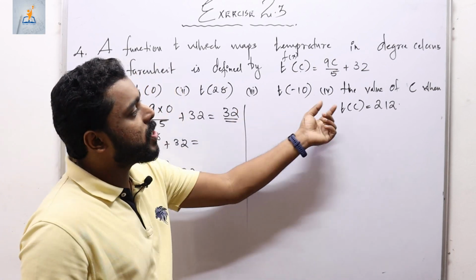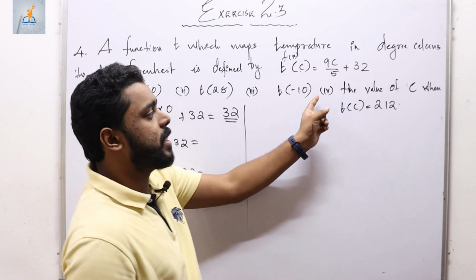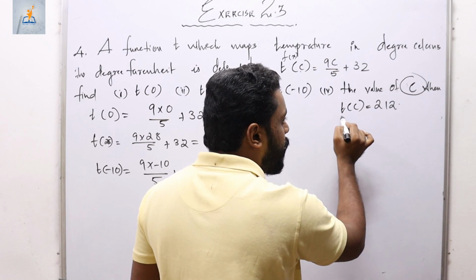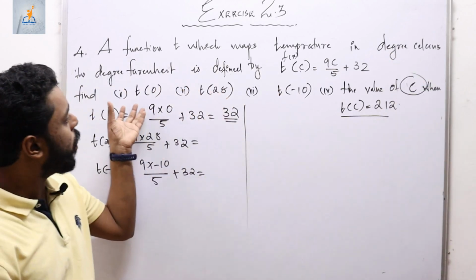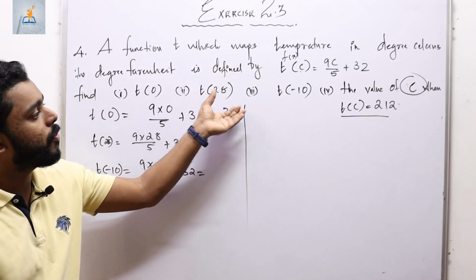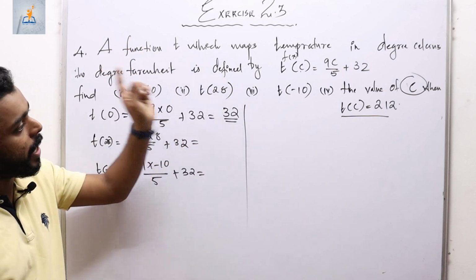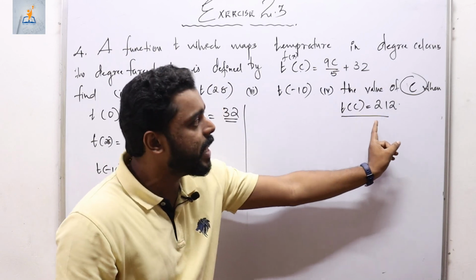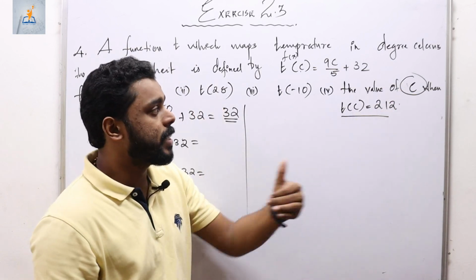Now, a question which is different from all these questions is the fourth one. We have to find the value of c when we are given t of c. In the earlier questions, we were given the value of c and had to find t of c. Here we are given t of c itself and we are to find out c.